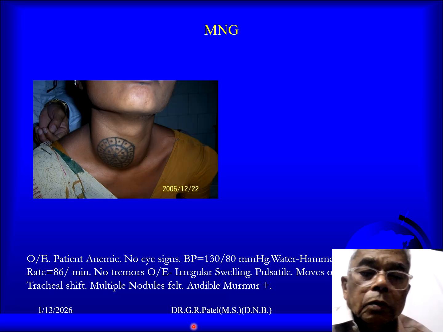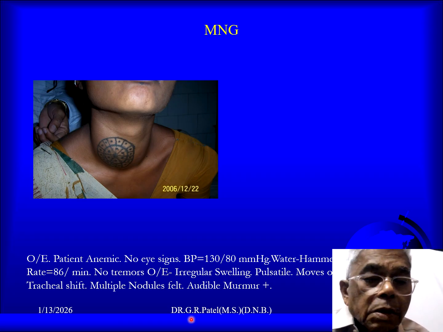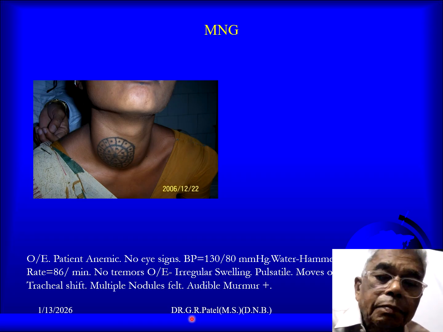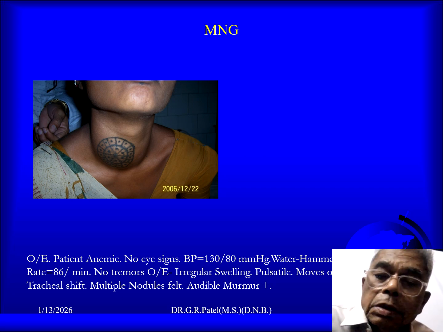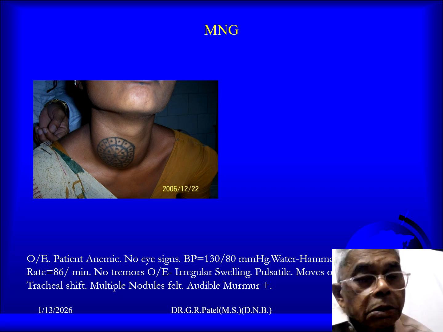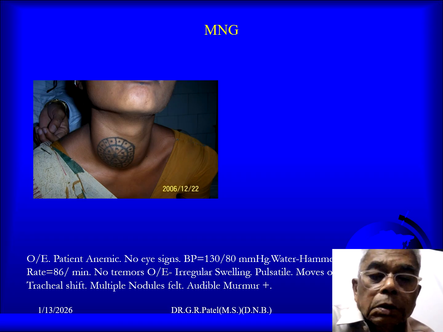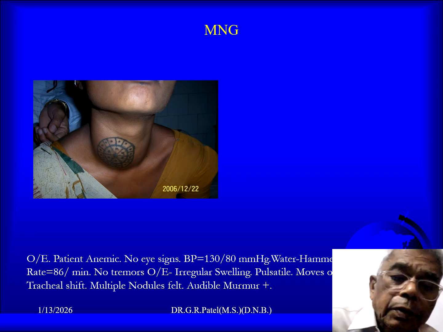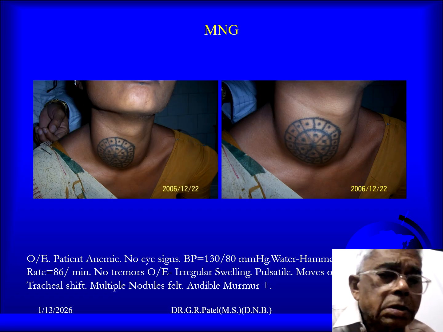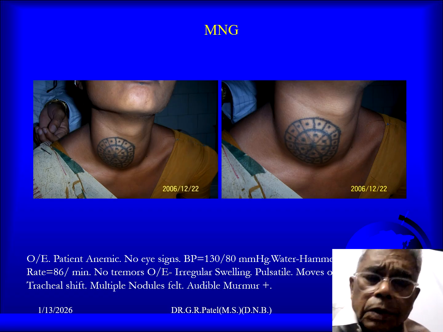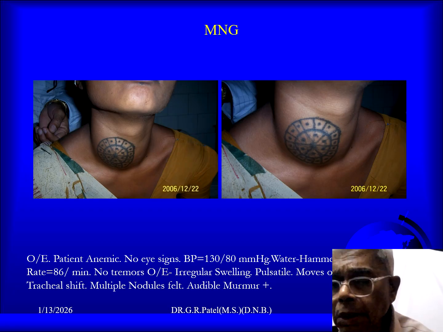Patient anemic, no eye signs, BP 130 by 80 millimeter of mercury, water hammer pulse is present, rate 86 per minute, no tremors. On examination, irregular swelling, pulsatile, moves on deglutition, tracheal shift, multiple nodules are felt, audible murmur. This is the same patient. Patient went for a tattoo mark to get it cured, out of blind faith.